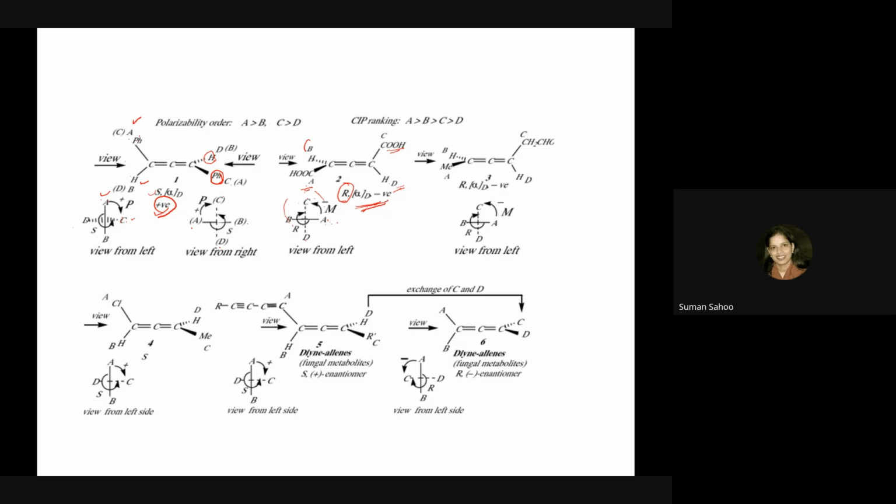When you are viewing from one side, you trace the path from the higher polarizable group on the near side to the higher polarizable group on the other side. If it traces the path clockwise, then that would be a positive Cotton effect, and if anti-clockwise, then that would be a negative Cotton effect. There is no relationship whether R would give you a positive Cotton effect or S would give you a negative Cotton effect. That is not true. If one enantiomer gives a positive Cotton effect, the other enantiomer would give you a negative Cotton effect.